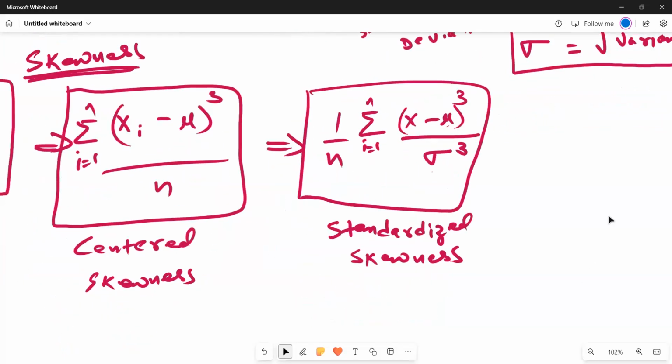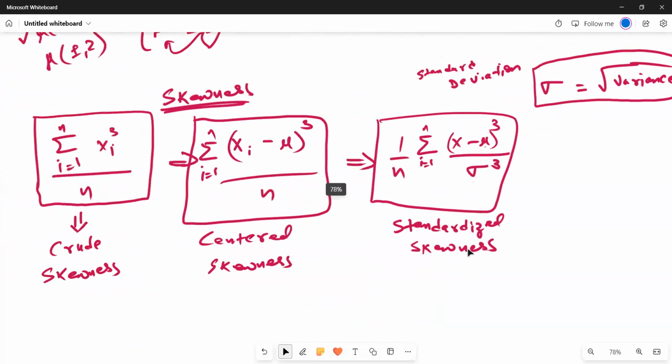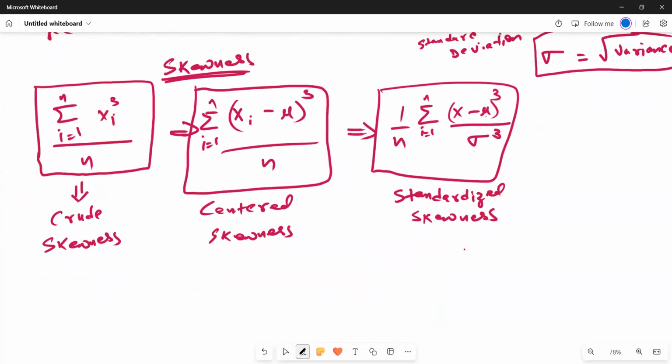Right? This is the standardized skewness. And finally, only one thing needs to be done: I have to add the sampling adjustment, which means instead of dividing by n, I have to replace it with the sampling adjustment, like how we did in case of variance. We replaced this with n minus 1.